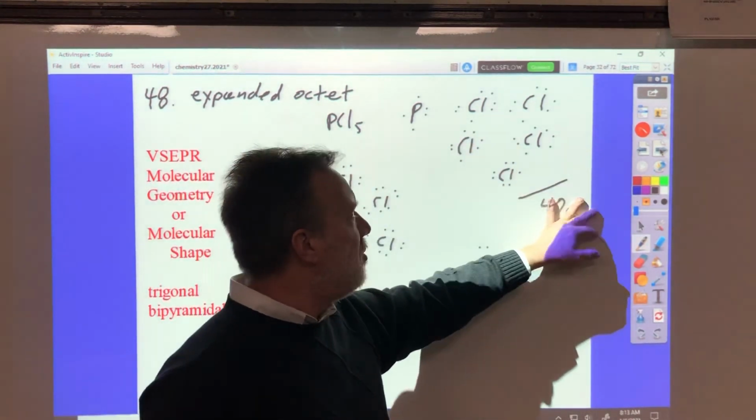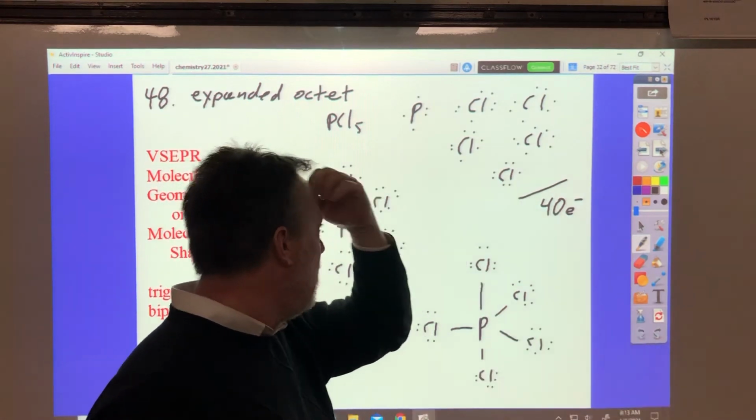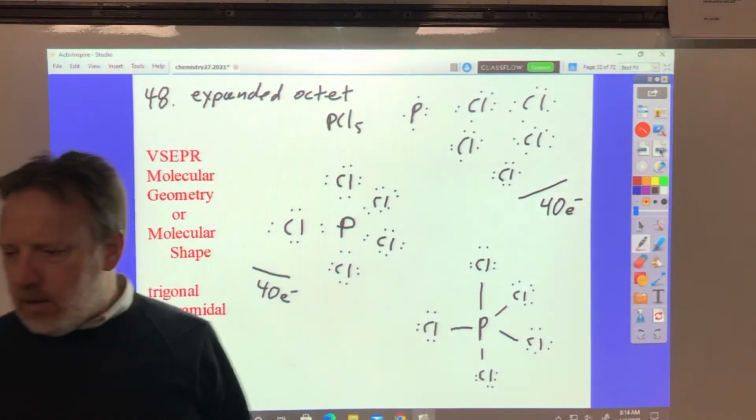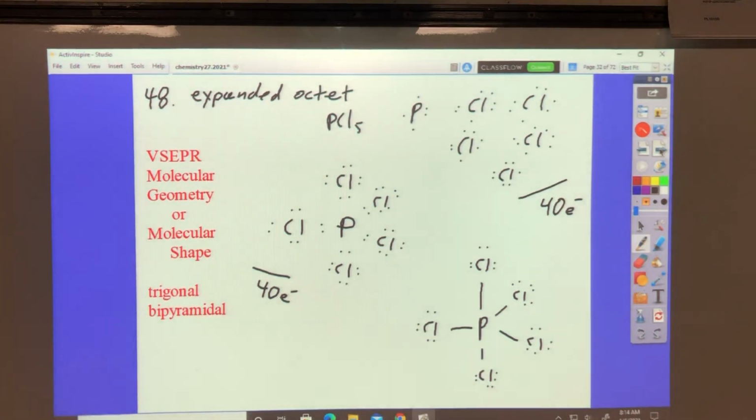Here's another one that is an expanded octet. This ends up with PCl5, ends up with 40 electrons and 5 bonds. I'm not sure I can even do this one. Yeah, I can. Is this 5? 1, 2, 3, 4, 5.